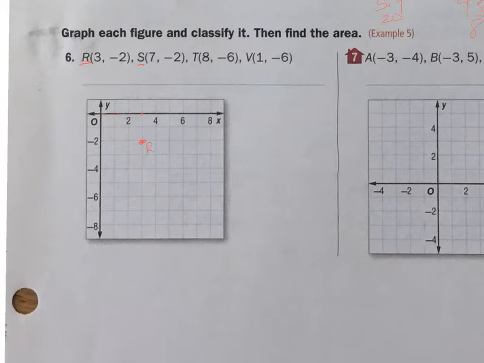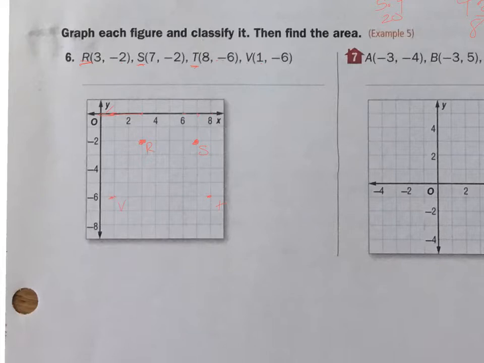S is a positive 7. Go over here to positive 7 and a negative 2, which is right here. That's S. Now let's find T. Positive 8, and then minus 6 is all the way down here. That is T. And V is just positive 1, and then a negative 6, which is right here.